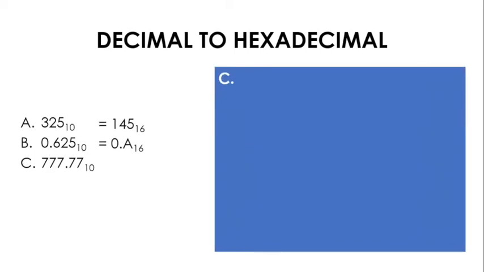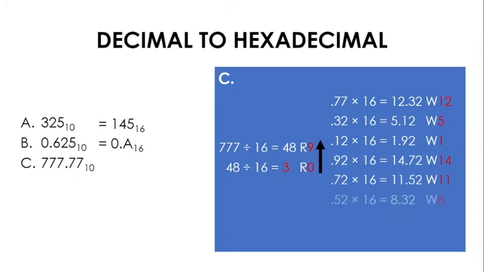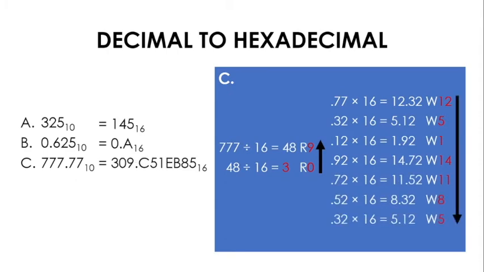For the last example, we will be converting 777.77 decimal. We will take first the whole number part and divide it by 16, and take the fractional part and multiply it by 16. The hexadecimal equivalent of decimal 777.77 is equal to 309.C51EB85 hexadecimal.